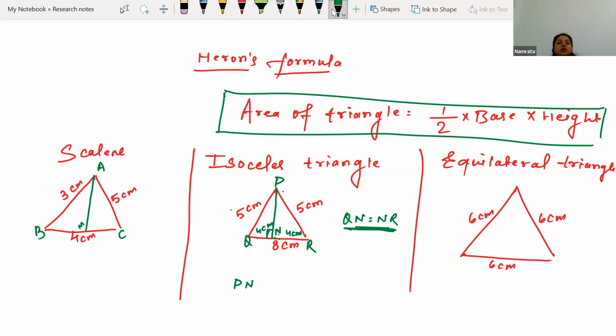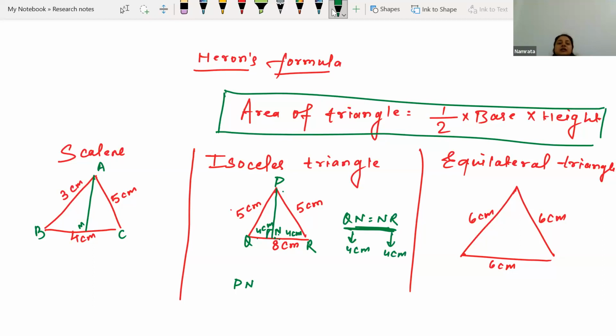On the basis of that only I am saying, if the total length of QR is 8 centimeter, then QN will be 4 centimeter, NR will be 4 centimeter. Yes or no? This is also 4 centimeter and this is also 4 centimeter. Right?